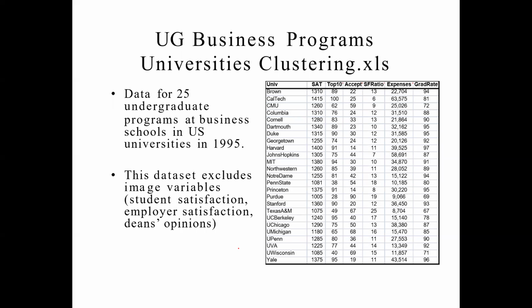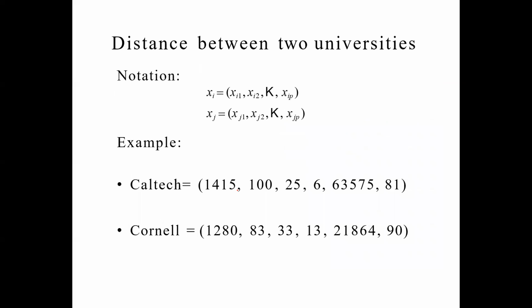Here you assume there is a university data set, the UG Business Program University data set. It has data for 25 undergraduate programs at business schools in US universities in 1995. This is numerical data for 25 universities, and there are a total of 6 attributes. These are the columns in the data set: SAT, top 10, accept, ratio, expenses, and grad rate. We will see how you can form the clusters of this data set.